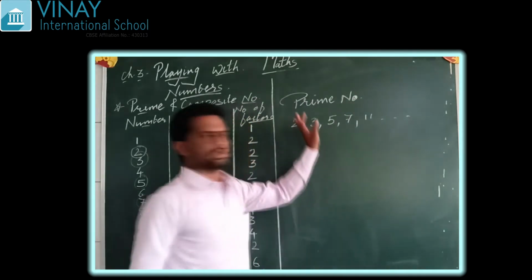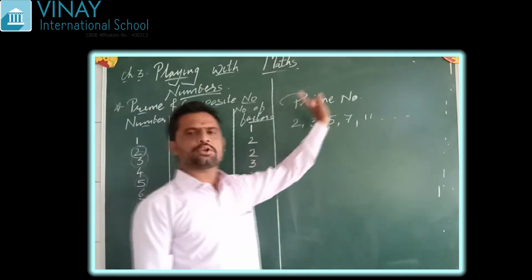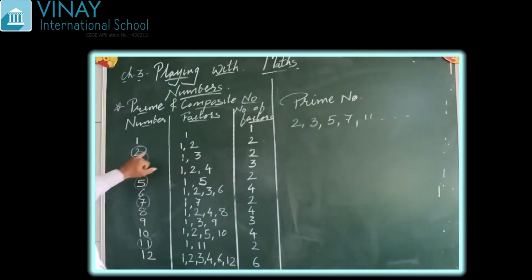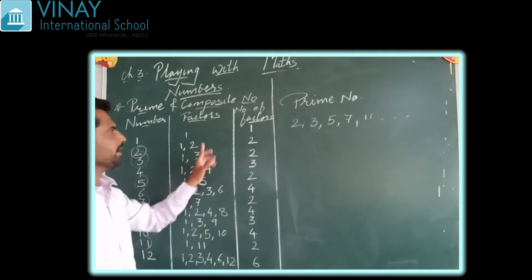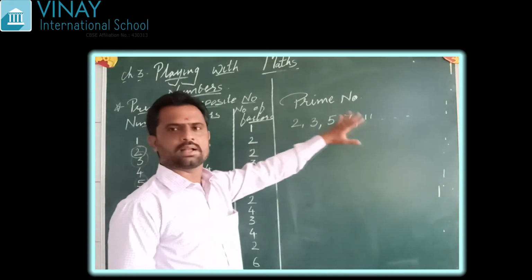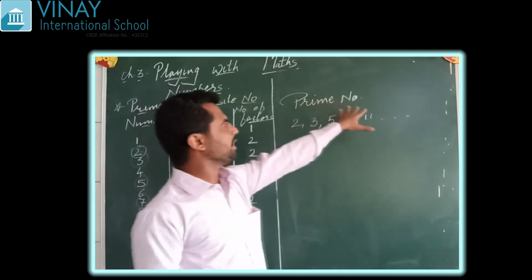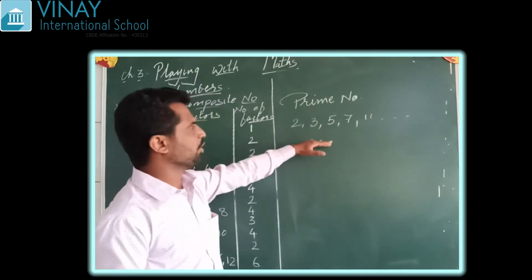The number which has only 2 factors: you see here that 2 has only 2 factors, 1 and 2, again 3 has only 2 factors, 1 and 3, that is 1 and the number itself. So the number which has only 2 factors is known as a prime number.